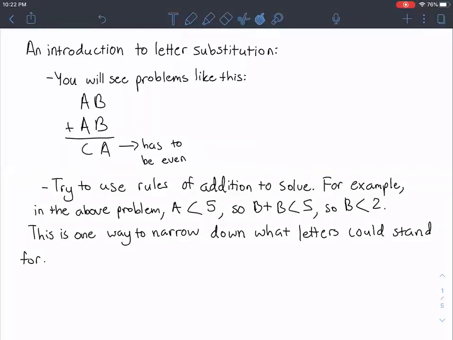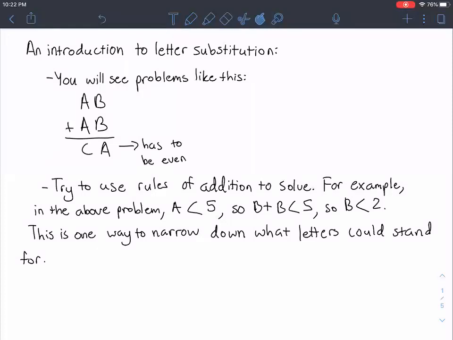AB plus AB is equal to CA. In order to solve these problems, let's take a look at a way you can attack them. Try to use the rules of addition to solve. For example, in the above problem, B plus B is equal to A. That means A divided by 2 is equal to B, which is a whole number. Therefore, A has to be even.